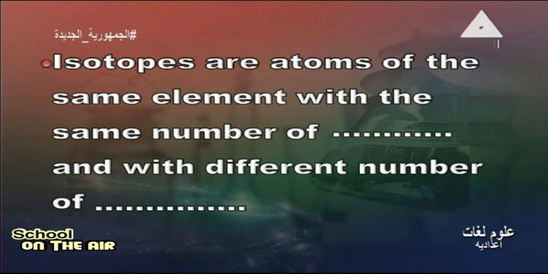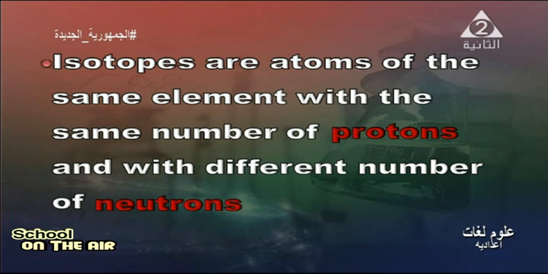Another question: complete the following statement. Isotopes are atoms of the same element with the same number of protons and with different numbers of neutrons. As an example, isotopes of hydrogen: H(1,1), H(1,2), H(1,3).